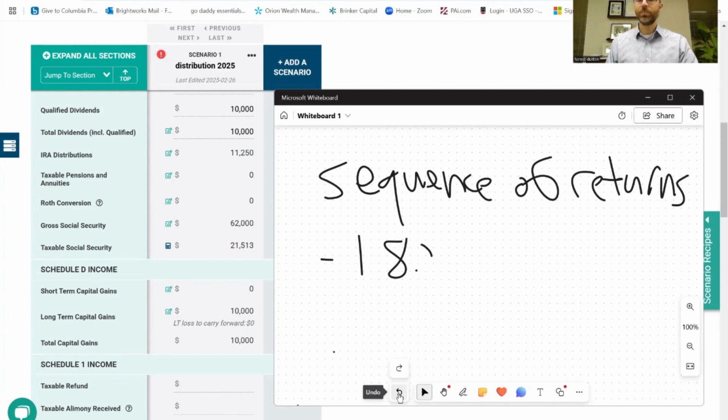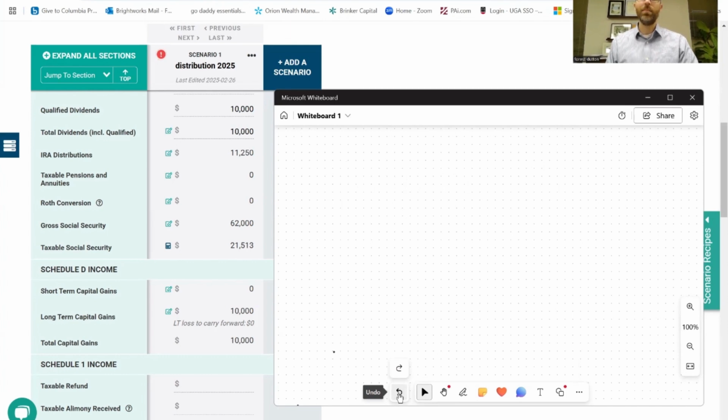So you are less likely to have a positive outcome if the beginning of your retirement period involves multiple negative years. Now, there are a couple ways to mitigate this. This is only one of them. I don't want to present this as a one size fits all solution.